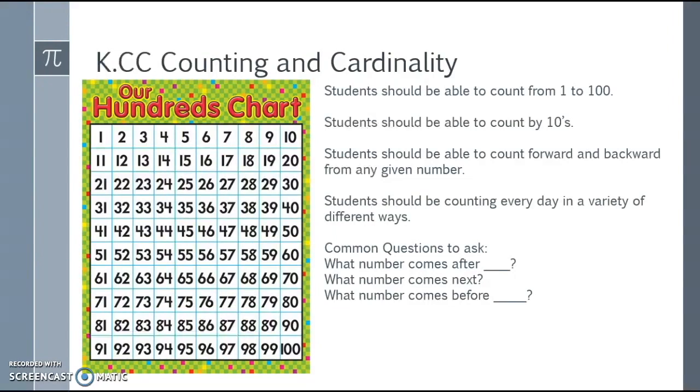Or what number comes next? So if we stopped at 38, what number comes after 38? What number comes before 38? Count backwards 3 spaces from 46. Count forward 5 units from 51. And simply you would just sit in front of a classroom and go through a series of questions every single day until students almost have it memorized.